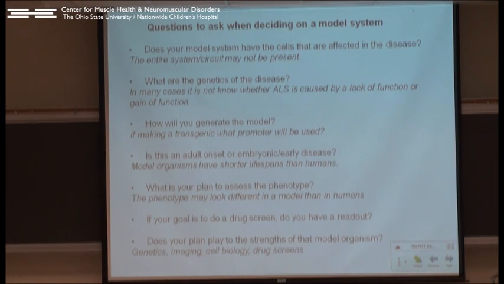So again, if you know what your goal is once you build this model, is it to look at cellular interactions, where you've got to have all the cells present that may be important in disease? Is it to do a drug screen on a very controlled phenotype that's just in one cell that you think is really relevant? Maybe a fly or a worm is good. So all these things you need to keep in mind before you start, so that you can end up with the right model for the questions that you're really interested in pursuing.